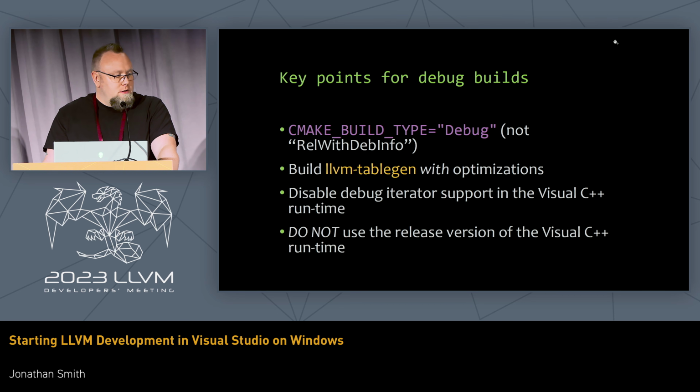Disabling debug iterator support, that's specifically the Visual C++ one under their STL. That helps with running your debug binaries. And it just speeds it up a little bit. One of the things that I have tried in the past is to actually use the release version of the MSVC runtimes. It doesn't work that well. There's actually an ABI change between the debug version and the release version. You can probably get away with it for smaller things, but not all of LLVM.